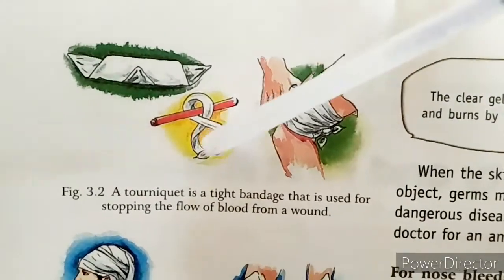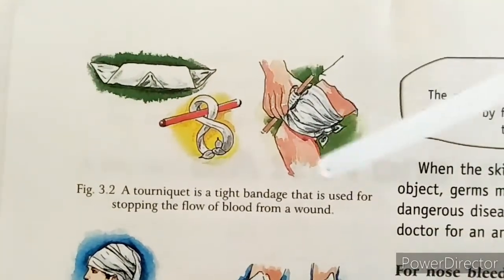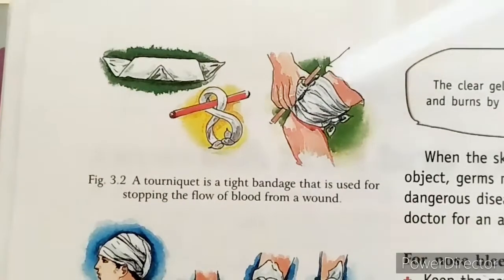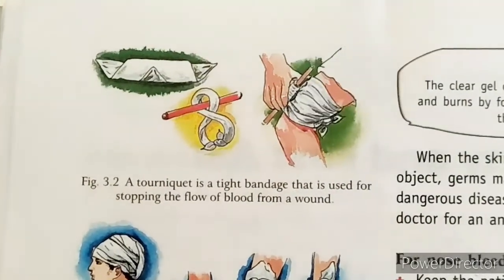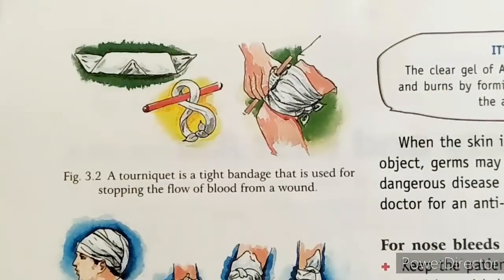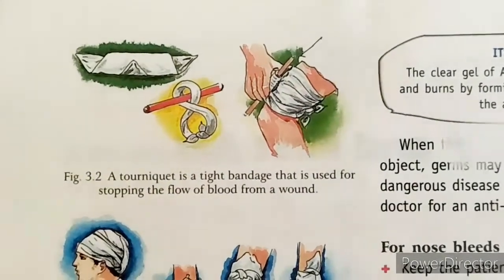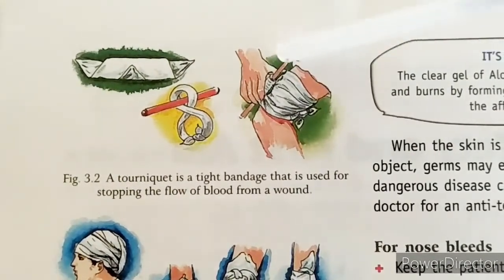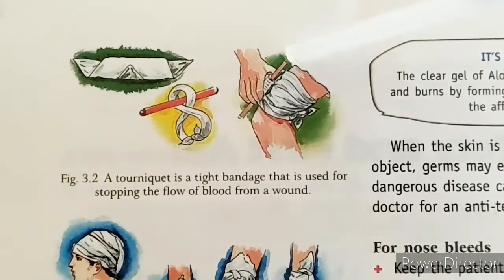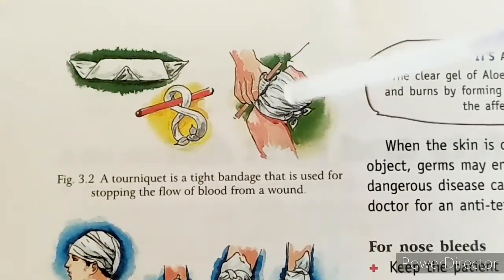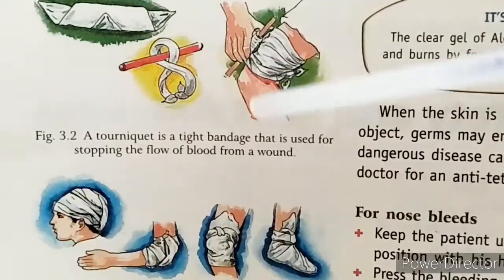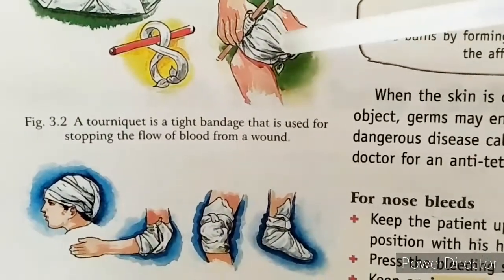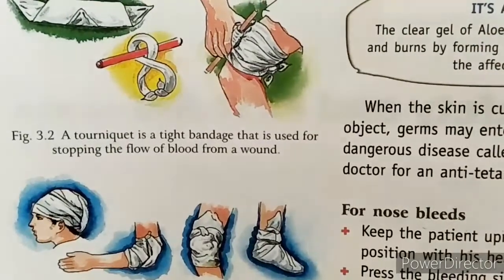I'll show you what kind of bandage this is. Students, this is the tourniquet. When you tie it around any part of the person's body and twist it, it tightens the body part. For example, if a snake bites here and we apply the tourniquet and twist it, it helps to stop the blood circulation down the leg, and with this the poison would not spread throughout the whole body.